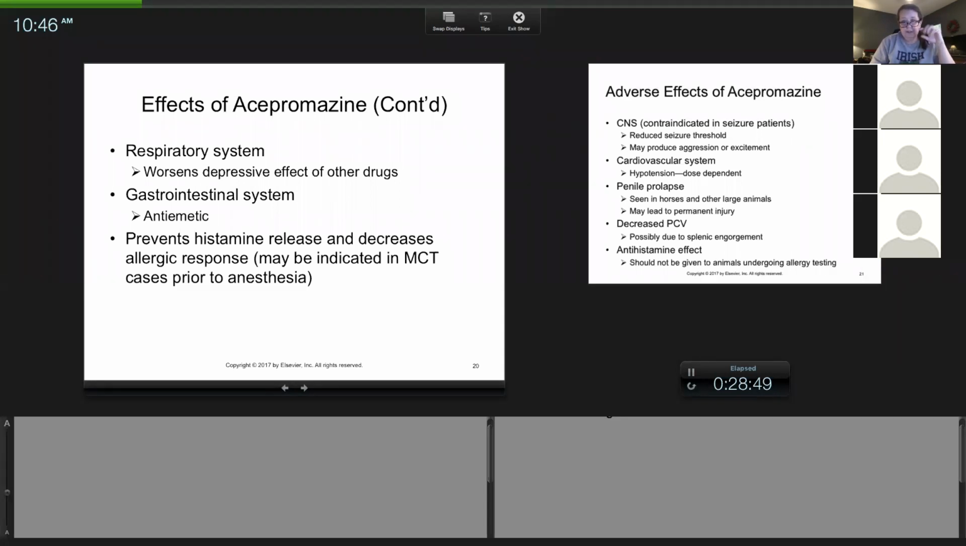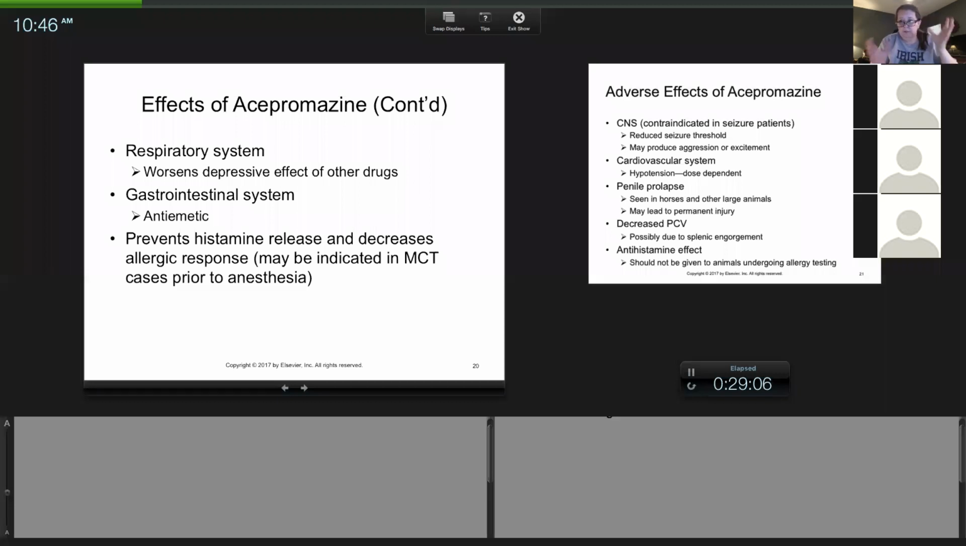The other nice thing is acepromazine is antiemetic. A lot of my anesthetic opioids will cause some vomiting, drooling, nausea. Acepromazine will help counteract that. That's one of the reasons.